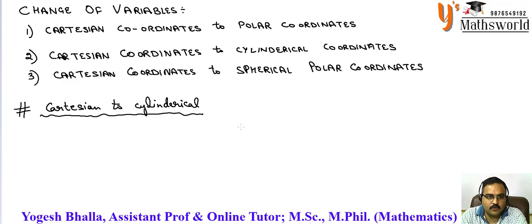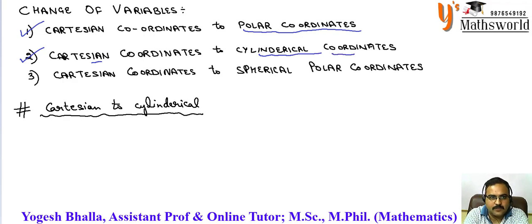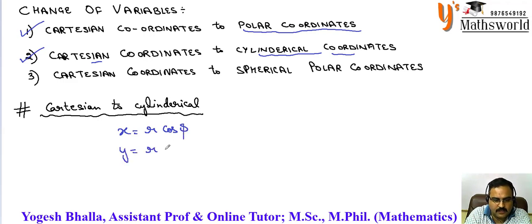In my previous video, I discussed the topic of converting Cartesian coordinates to polar coordinates. Today we are going to discuss converting Cartesian coordinates to cylindrical coordinates. Here we have x is equal to r cos phi, y is equal to r sin phi, and z is equal to z.